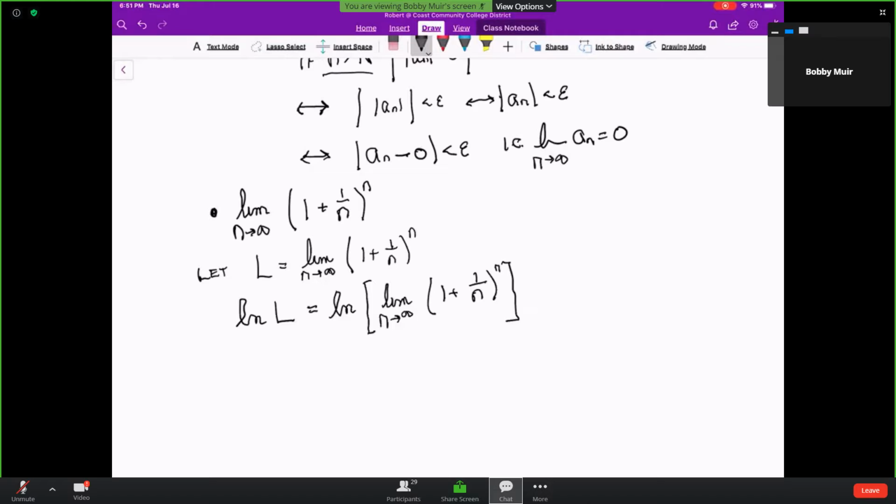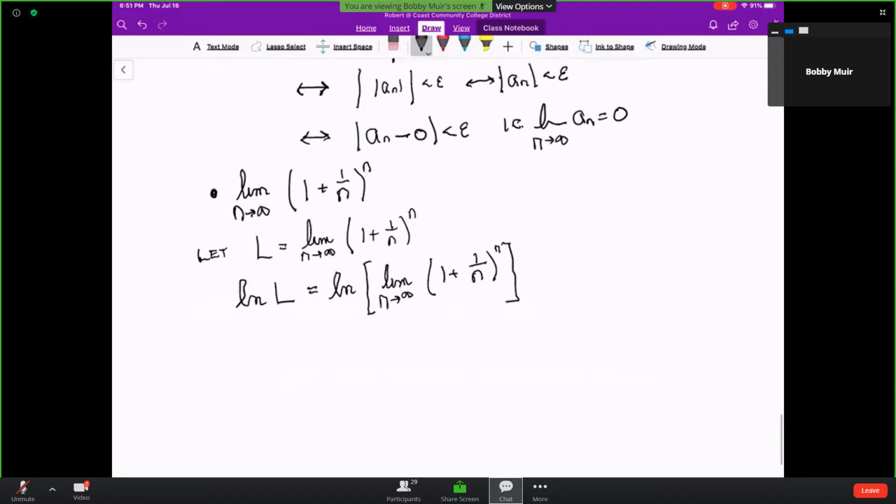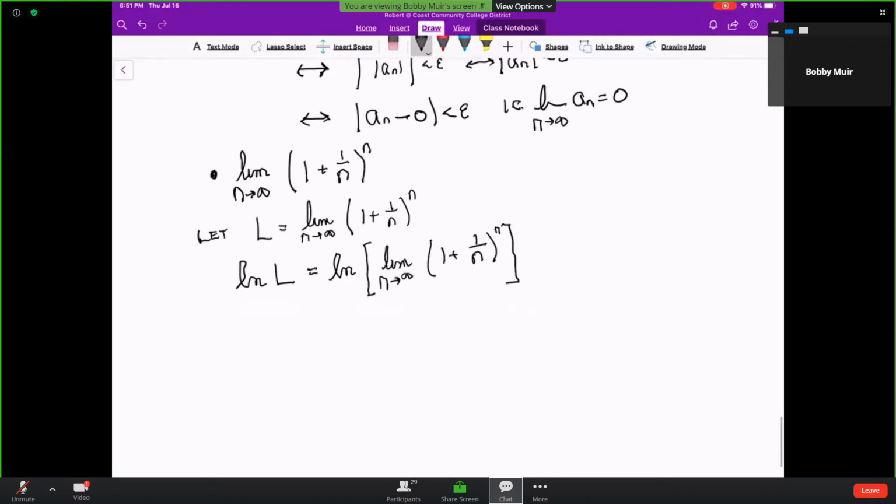And this is the first massive result that we proved, that limits pass through continuous functions. Okay, so I can interchange limit and logarithm. Now that I proved.